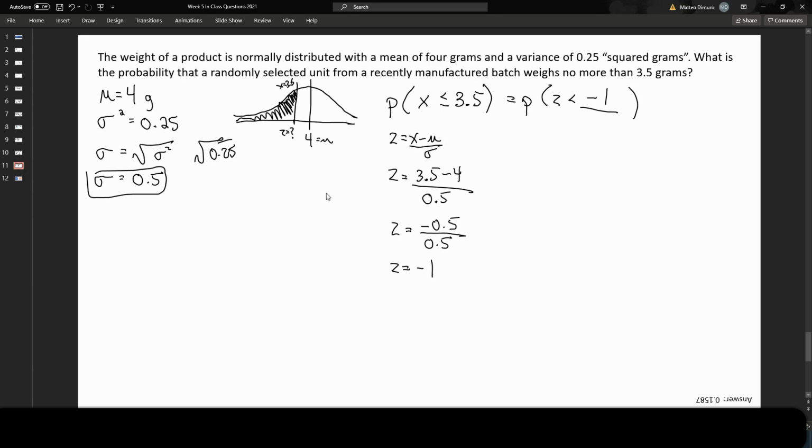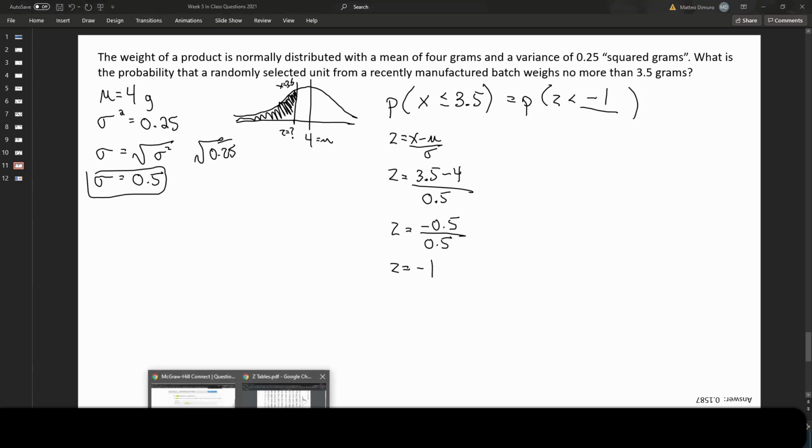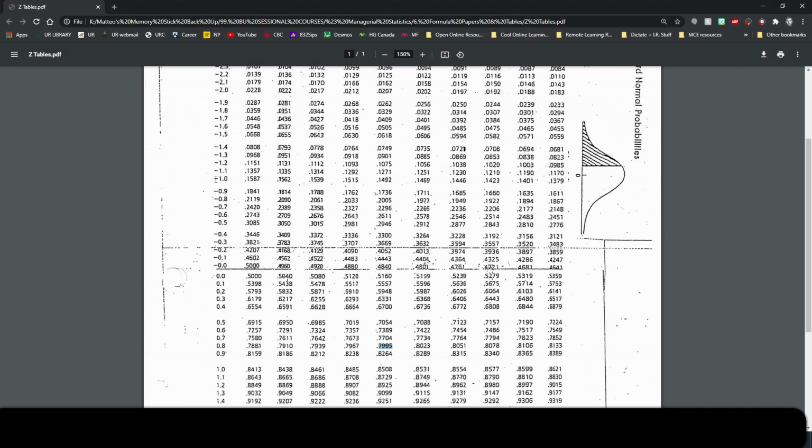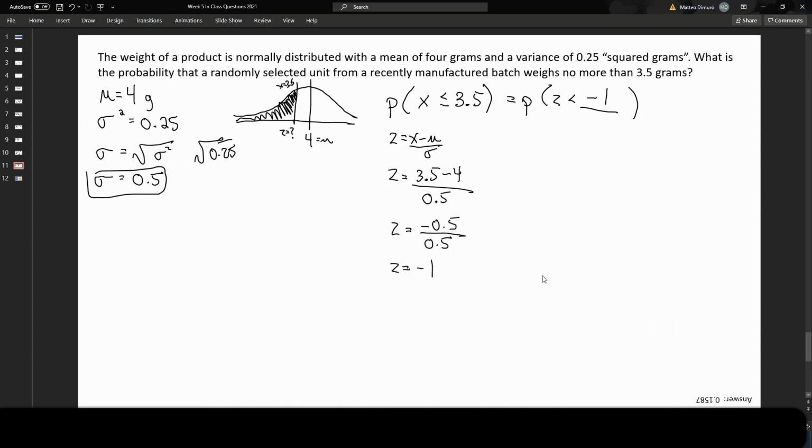So go on your table, look up -1.0, so 0.1587. So the probability that Z is less than -1 is 0.1587. And there you have it. Now, because I wrote this statement up here, I don't need to rewrite it down here. So that is the answer, and you are done. You're amazing. You did it. You did all those questions.